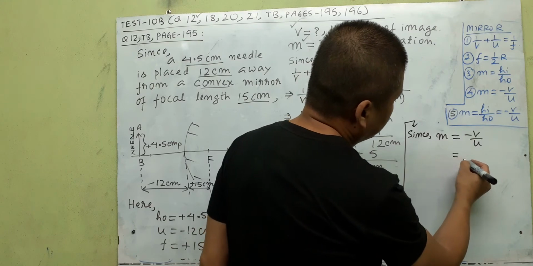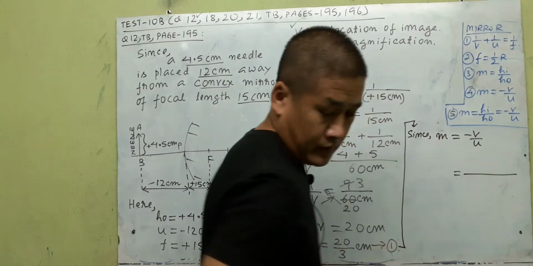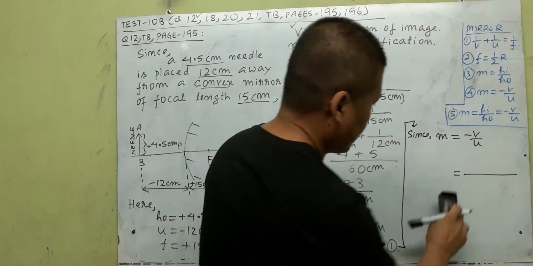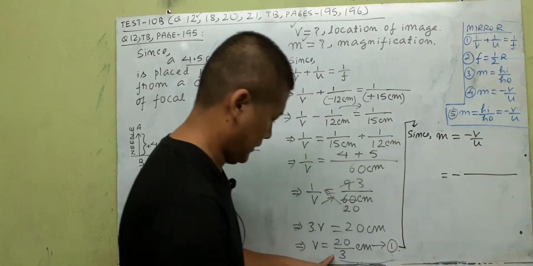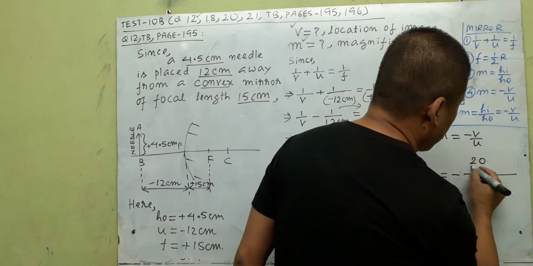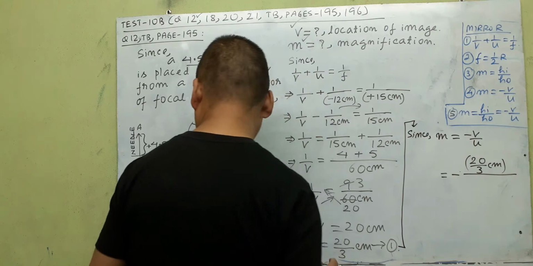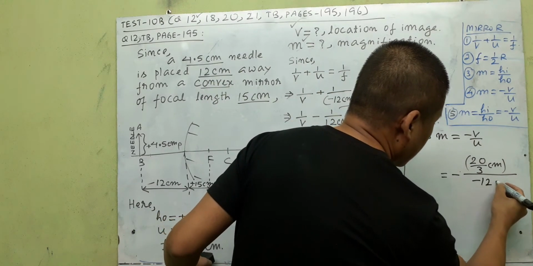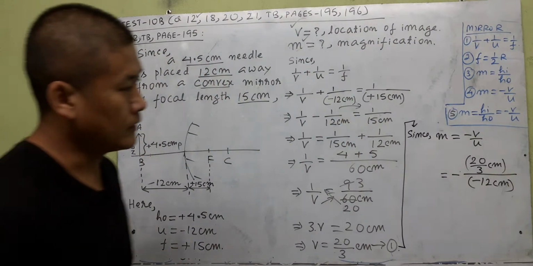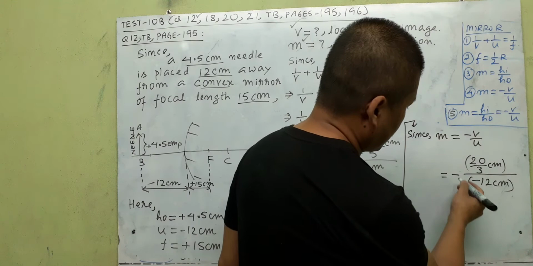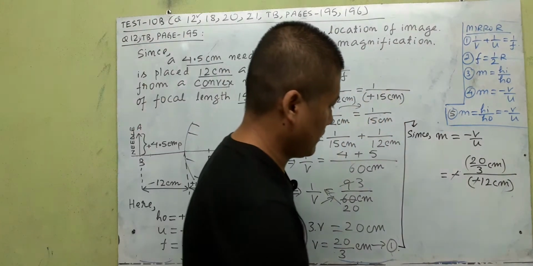That will be equal to, so let us just keep some space there, equal to long line first, and then minus here. Don't forget about this minus that belongs to the formula. And then V here is 20 by 3, so write that 20 by 3 centimeter. And U is here, as you can see, minus 12 centimeter. See here. So this here, we can just cancel this minus up and down if you want from here itself. And then we can write here the reason.